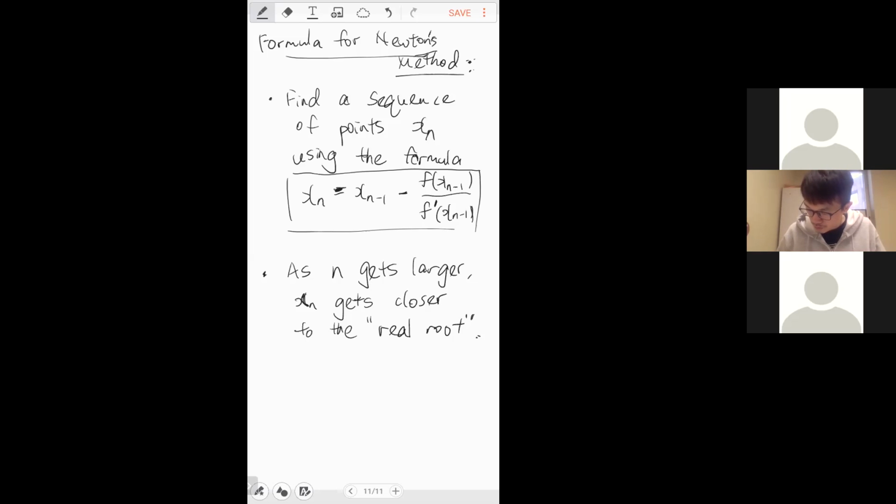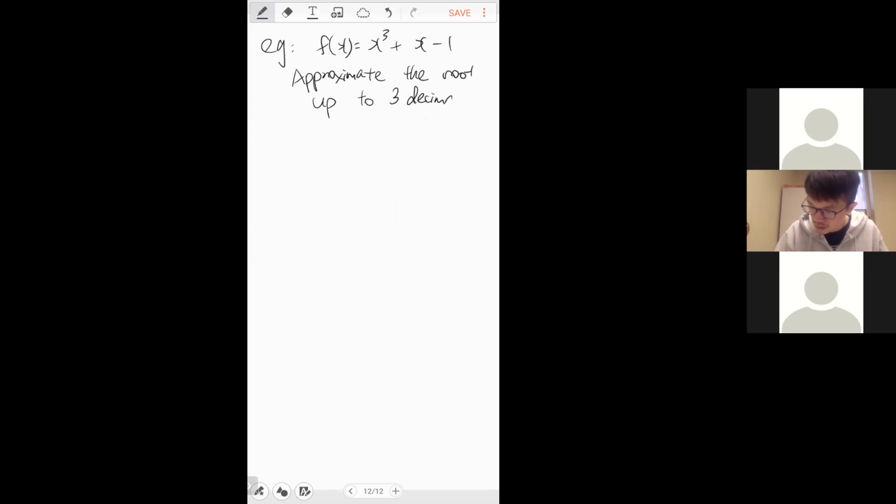Okay, let's look at one question. I'm using the same example here, x cubed plus x minus 1, the same example as before. And I want to approximate the root up to 3 decimal places. I'll explain in a moment what that means.